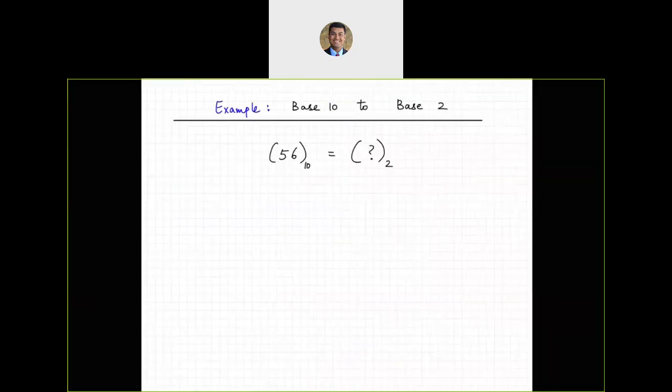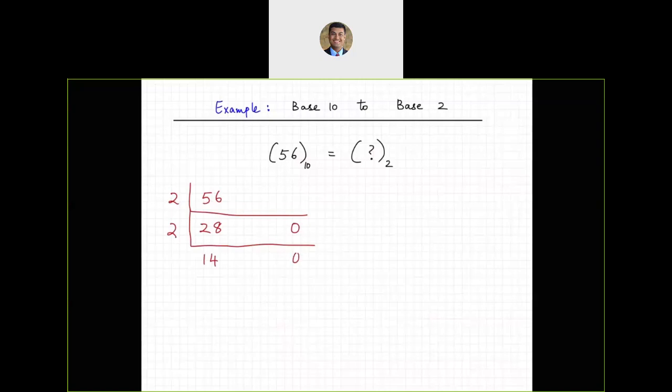Base 10 to base 2, how do you do it? Successive division. Take 56, keep dividing by 2, and record the remainders. So 2 times 28 is 56, remainder is 0. 2 times 14 is 28, remainder is 0. 2 times 7 is 14, remainder is 0. 2 times 3 is 6, remainder is 1. 2 times 1 is 2, remainder is 1. That's it. That's all we need.